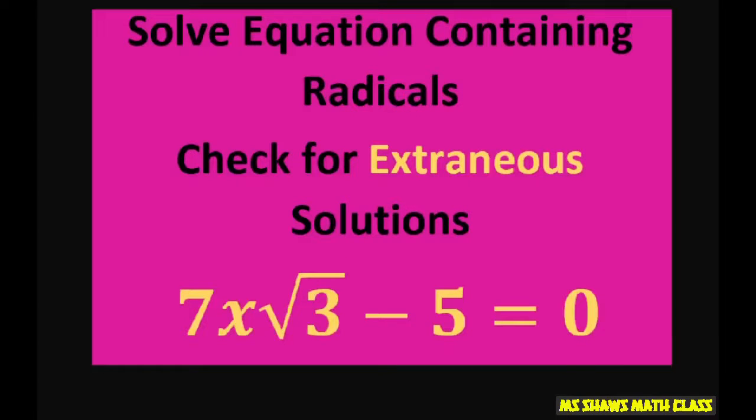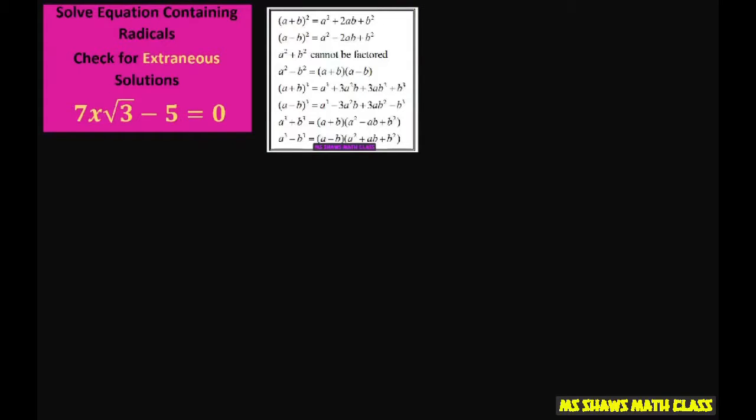Everyone, we're going to solve this equation containing radicals and check for extraneous solutions. The first thing I'm going to do is go ahead and add 5 to both sides. Rewrite this so you have 7x square root of 3 equals 5.